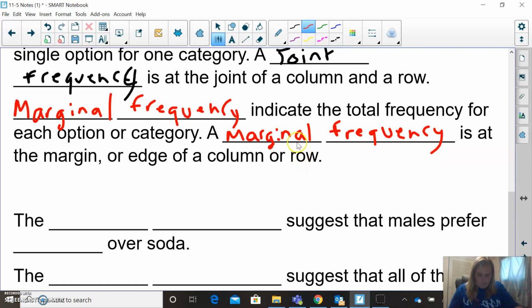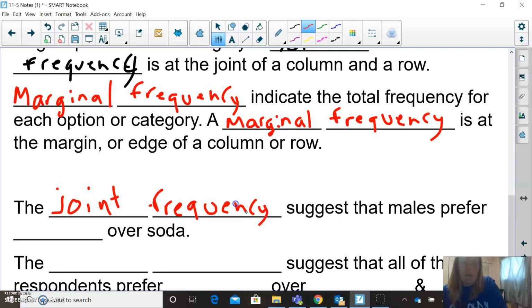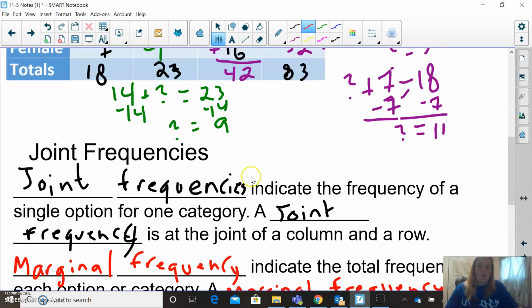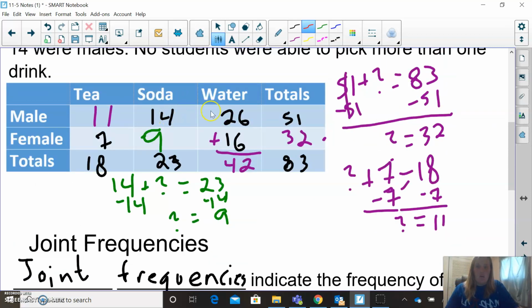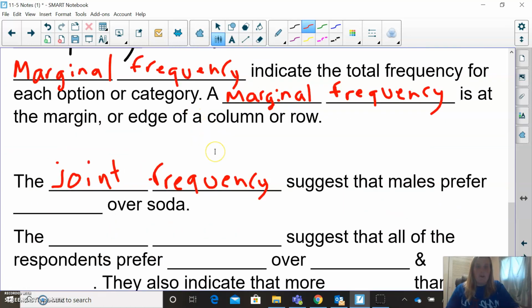Okay. So joint frequency suggests that males prefer what over soda? If you look here at the table, soda was 14. Between tea and water, which one was greater? Water. So it suggests that males prefer water over soda.